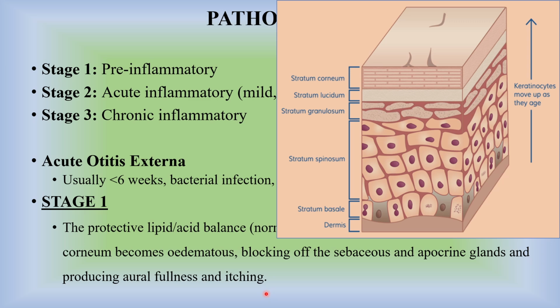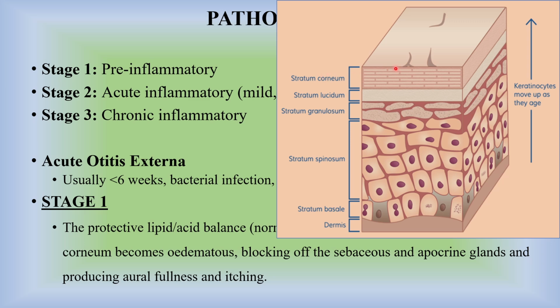So we must know that skin is divided into epidermis, dermis and hypodermis. The epidermis is further divided into five layers. The superficial is the stratum corneum, then comes the lucidum, then granulosum, then spinosum, and the lowest one is the basal. And then comes the dermis, which in the next slide I will tell.